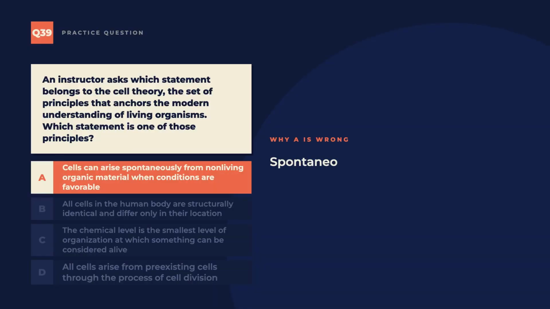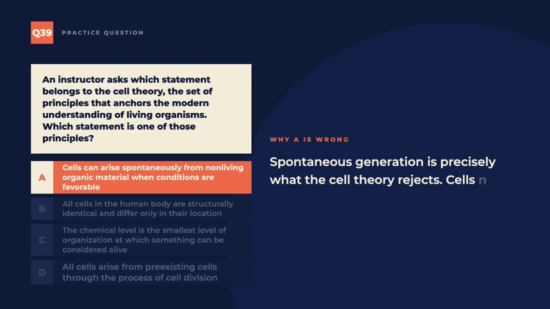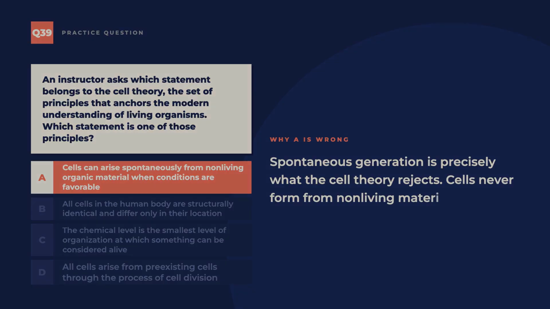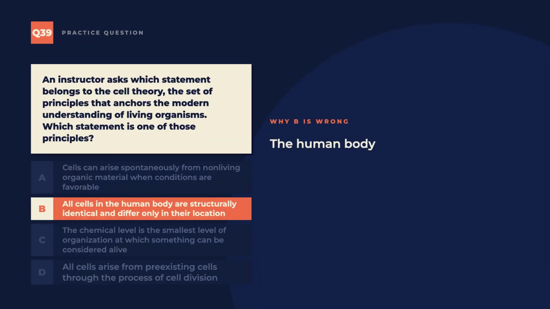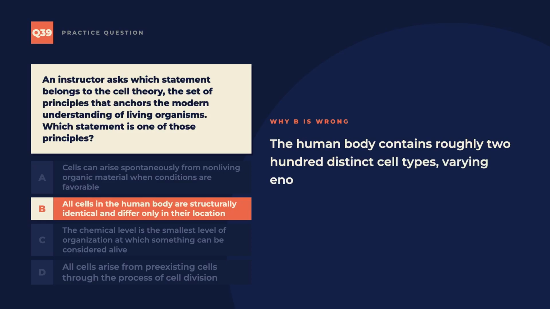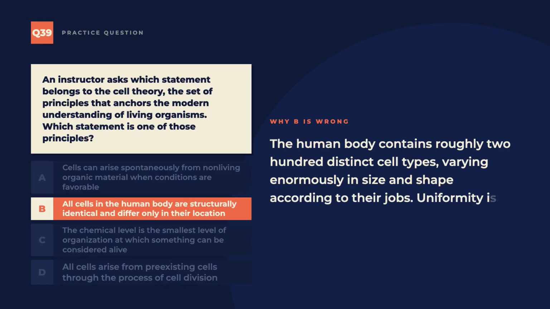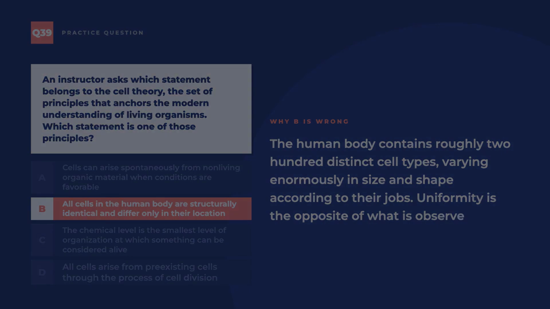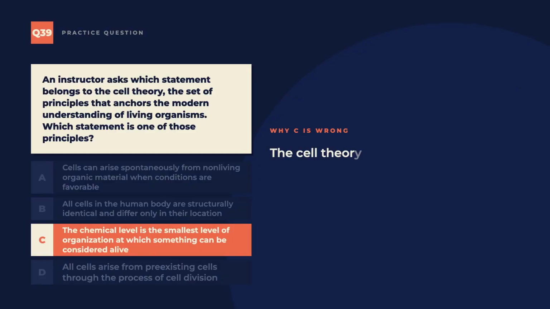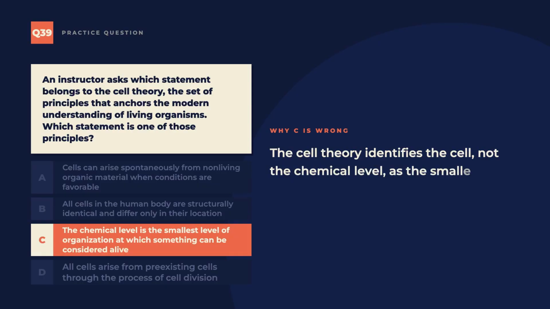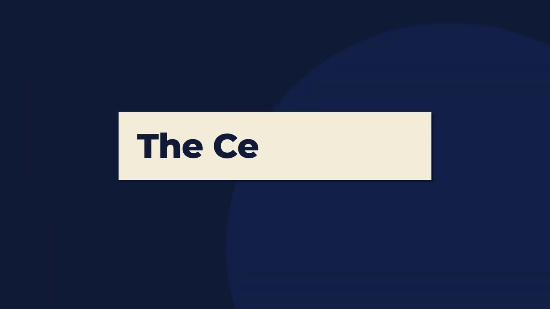A is wrong because spontaneous generation is precisely what the cell theory rejects. Cells never form from non-living material. B is wrong because the human body contains roughly 200 distinct cell types, varying enormously in size and shape according to their jobs. Uniformity is the opposite of what is observed. C is wrong because the cell theory identifies the cell, not the chemical level, as the smallest unit of life. Atoms and molecules are not alive on their own.